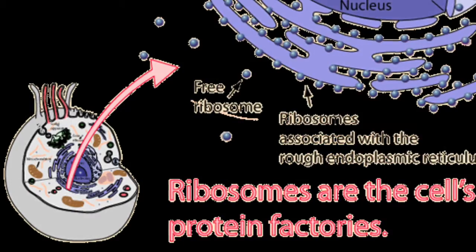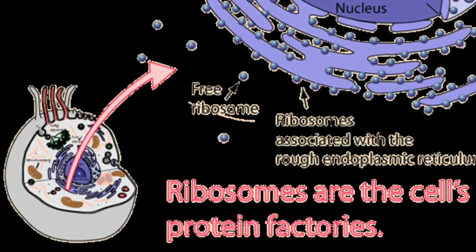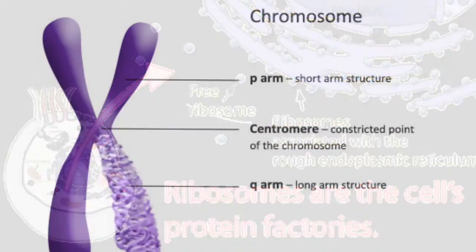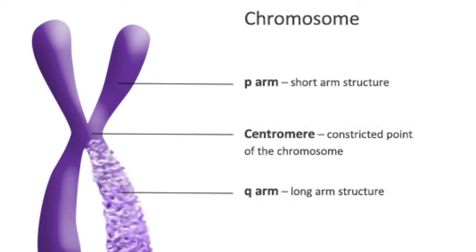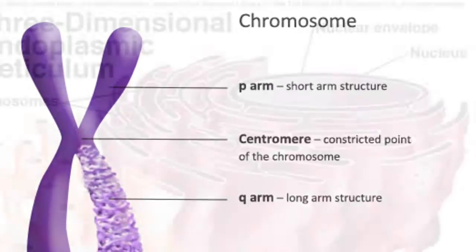Ribosomes are small structures that make protein. They can float freely in the cytoplasm or attach themselves to rough endoplasmic reticulum. The DNA molecule is packaged into thread-like structures called chromosomes. Each chromosome is made up of DNA tightly coiled many times.